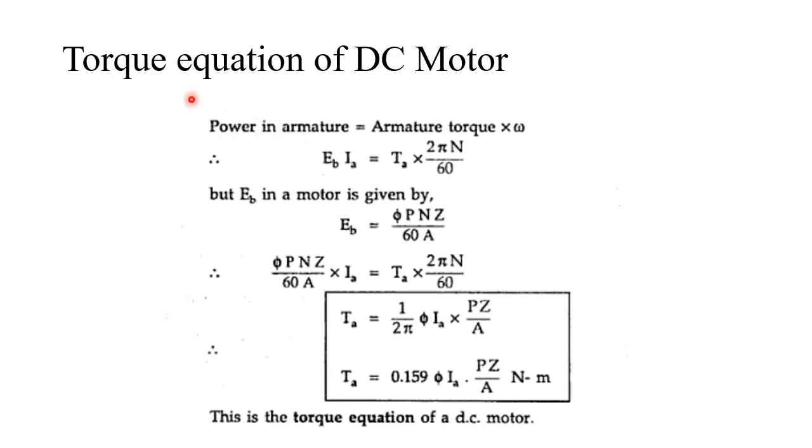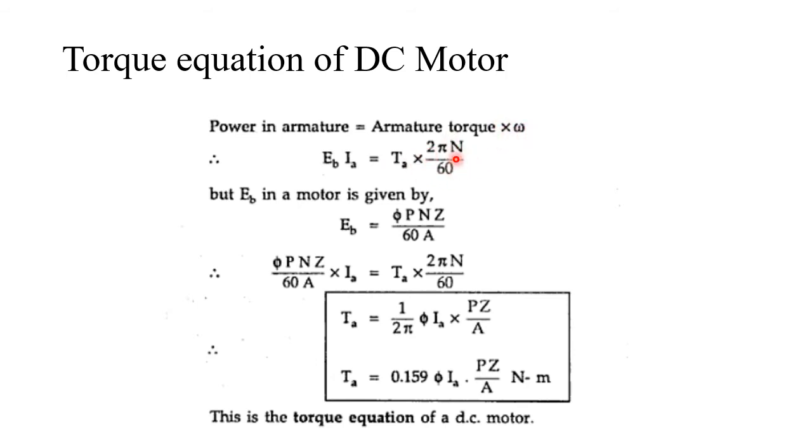Torque equation of a DC motor. We know that the power in the armature is equal to torque multiplied by angular rotation. Power in the armature is also given by back EMF times armature current. So the armature torque, written as Ta, multiplied by the angular rotation, which is written as 2πn over 60.